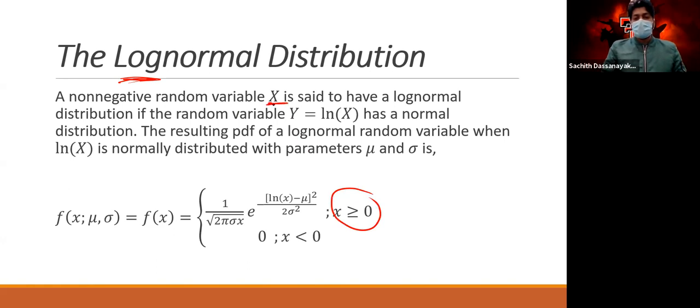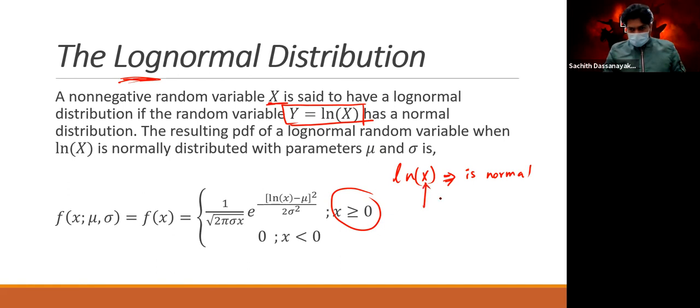So x has a log normal distribution if it satisfies something like this: ln x is normal. Normal means normally distributed. So if ln x is normally distributed, then x has a log normal distribution. Okay, clear?